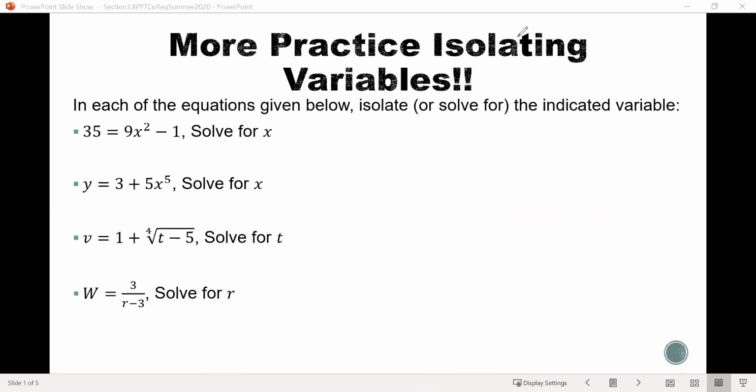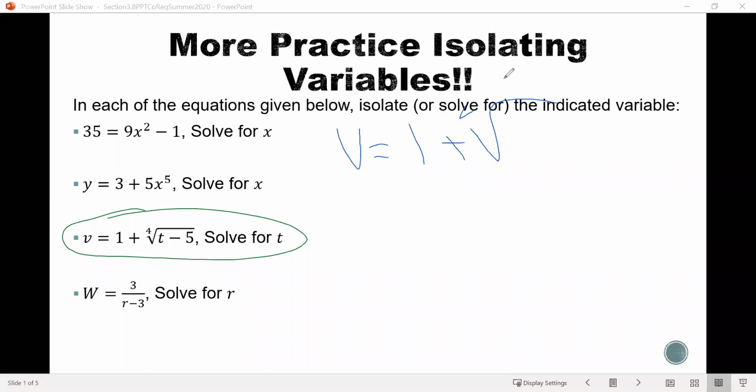All right, let's look at the third one now. So this v equals 1 plus 4th root of t minus 5. We're told to solve for t. So we'll start this one, just like we did the last one, with the goal to isolate the t. And notice we have a variable for v, so we're going to have to end up with a v in our answer.